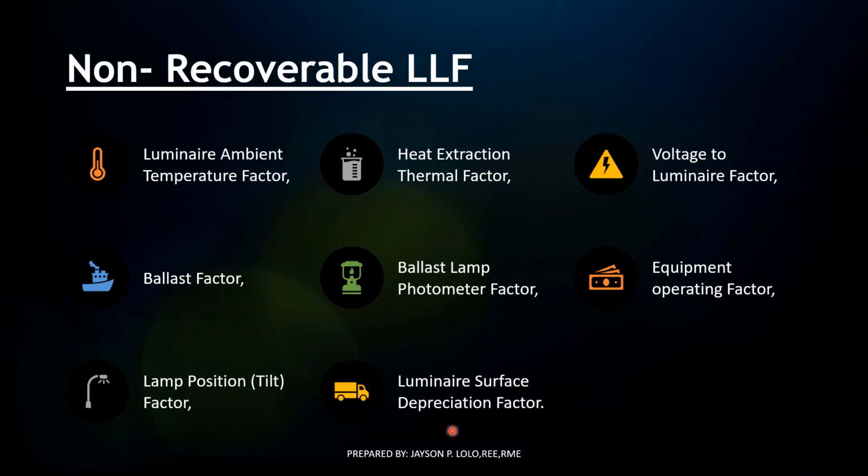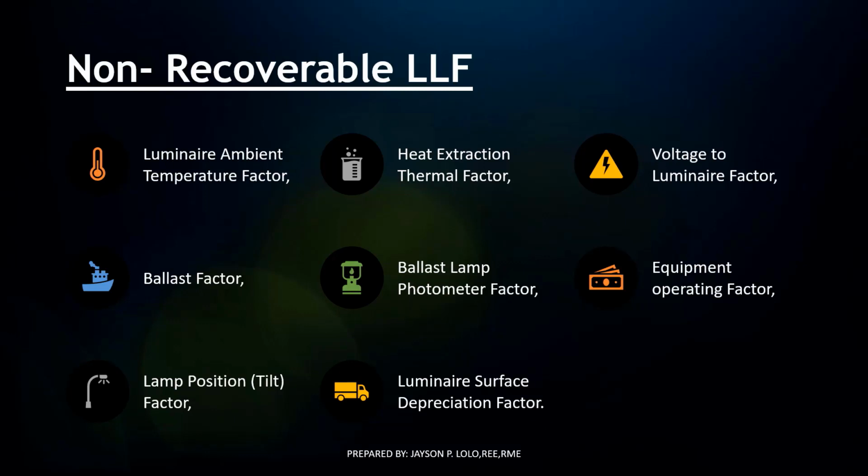Okay, the last one is the luminaire surface depreciation. The luminaire surface depreciation results from adverse changes in metal, paint, or the plastic covering of your lamp. So depreciation happens there. It clearly affects the results of the lighting output. It reduces the light output.